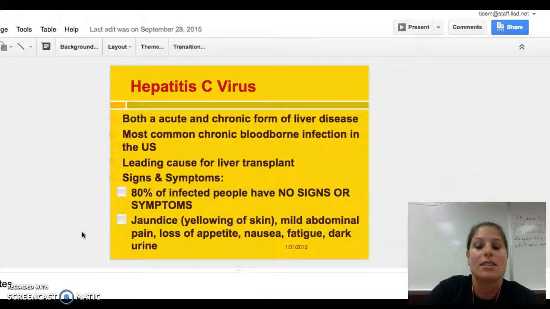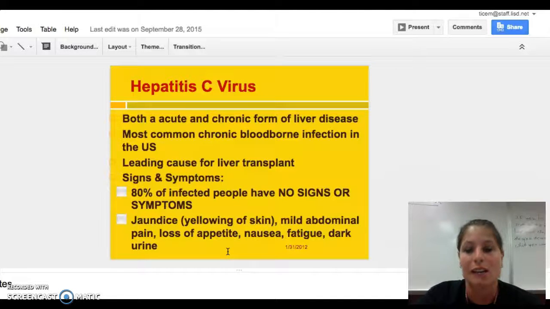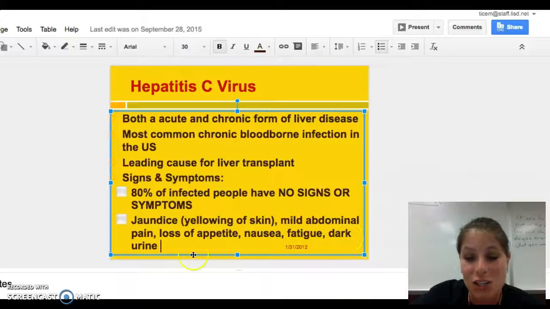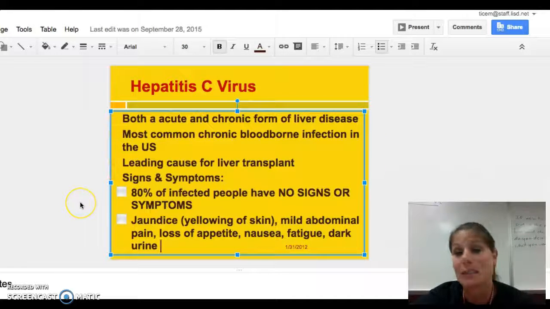Other signs: pain in your abdomen, sometimes sickness to your stomach, lack of appetite. But a big one is going to be dark urine. That's because your liver filters things out, and when urine is dark, the liver's not doing a good job of filtering, so that stuff goes through your system. So those are big signs.